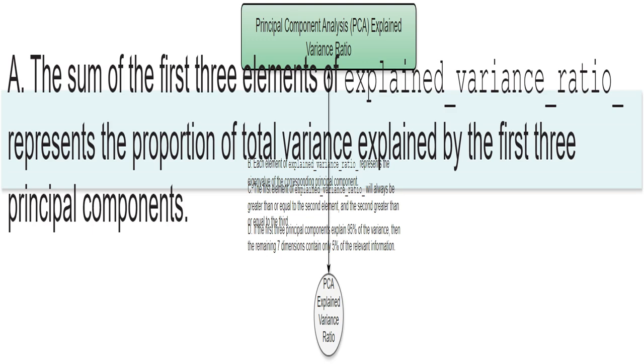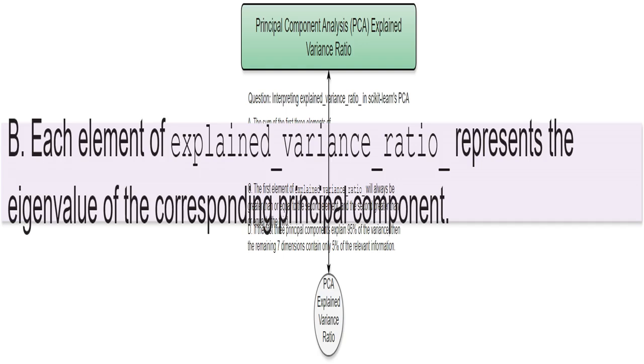0.4 plus 0.3 plus 0.2 equals 0.9 or 90% of the variance in the data. This is false. The explained variance ratio is not the eigenvalue itself, but rather the proportion of total variance explained by the corresponding eigenvalue. It's like the percentage contribution of each eigenvalue to the total variance.